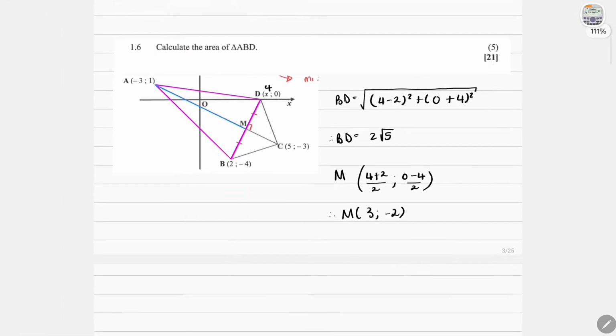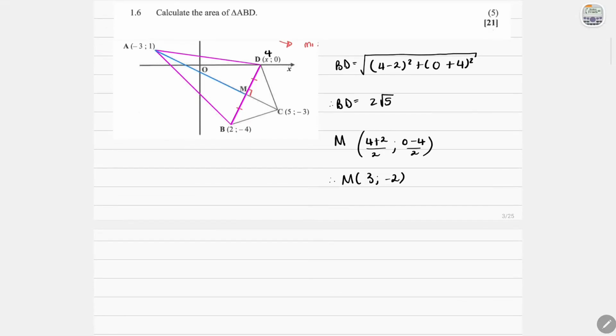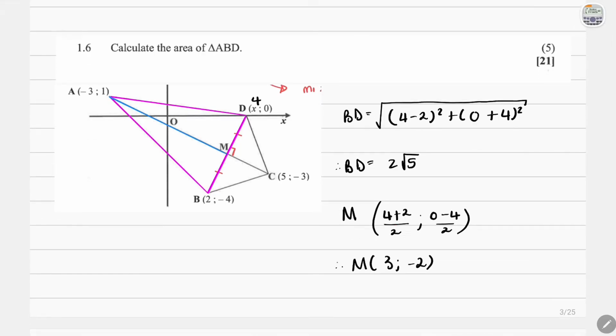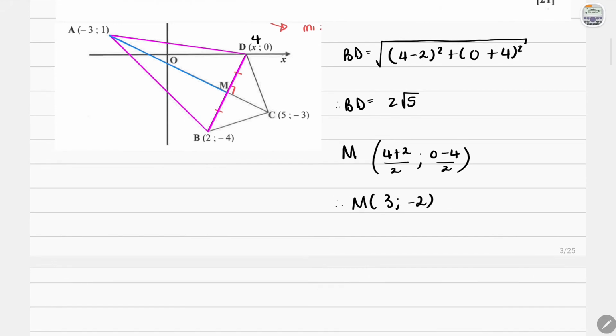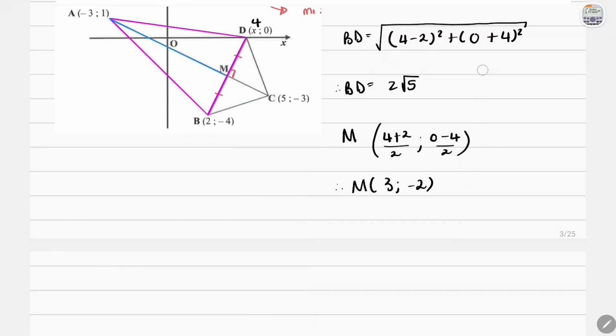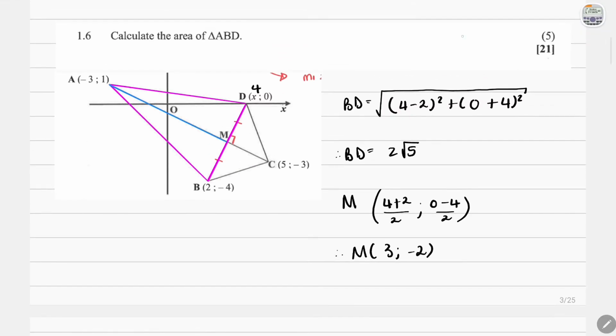Okay, half base times height is always going to give you the most accurate answer. Okay, if you use the sine area rule, you will get to the right answer, but you'll notice there will be decimal points that you round up to, and then you finally get the answer that you would have gotten with this method. Okay, so we found BD, we found M, and now we need to find AM.